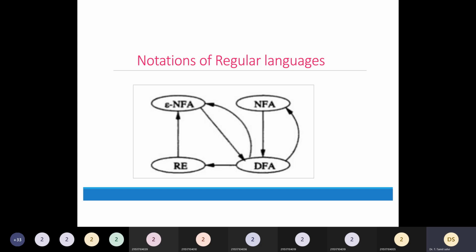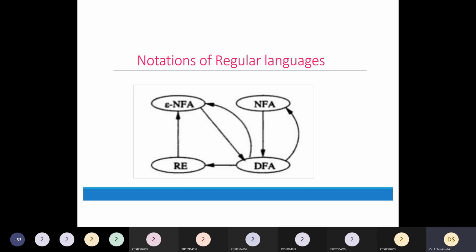From the regular expression I can construct the finite automata, which is ENFA, that is non-deterministic finite automata with epsilon transition. From regular expression, I can construct epsilon NFA. From epsilon NFA, I can convert it into the DFA, that is deterministic finite automata. From DFA, I can construct NFA, non-deterministic finite automata without epsilon transition. From NFA to DFA, and finally, from DFA to regular expression, I can construct the regular expression from the deterministic finite automata also. So these are all the different representations of our regular languages.